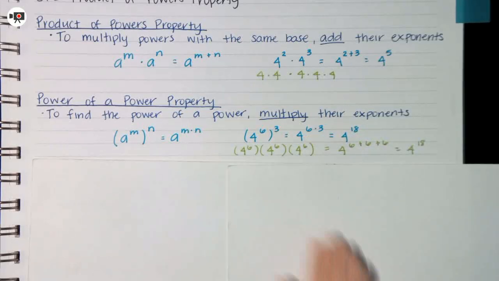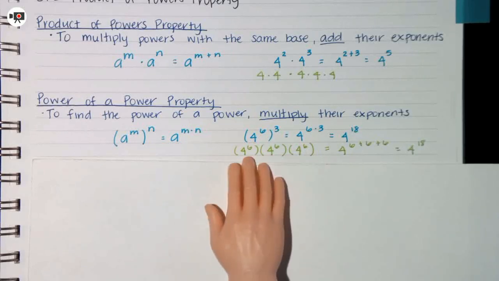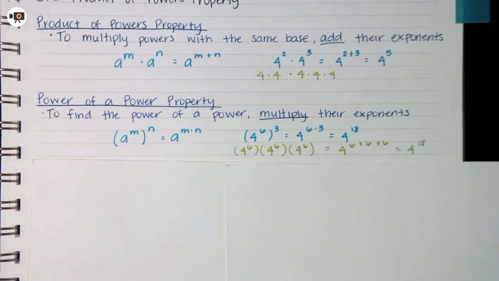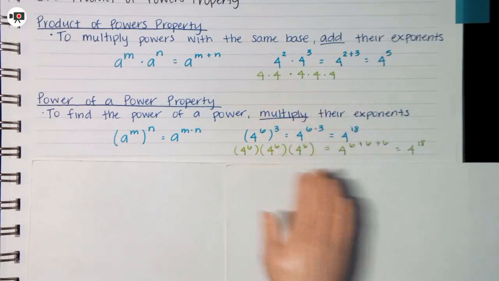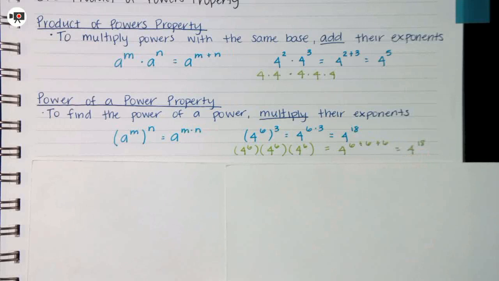And if I rewrote that, I know 4 to the 6th, all to the third power, means I would have 4 to the 6th times 4 to the 6th times 4 to the 6th. So I know I can use the property up here, so I would add all of these together, and 6 plus 6 plus 6 is 18.